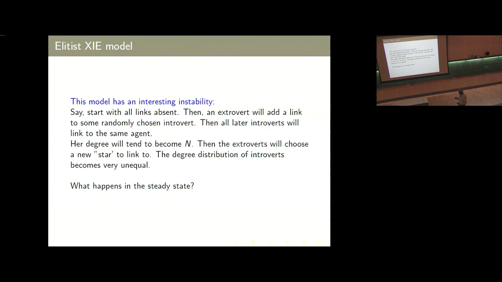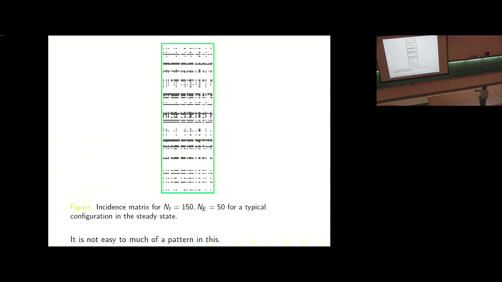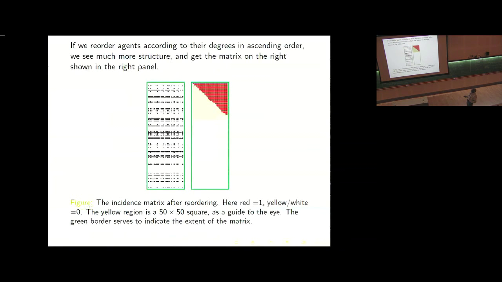And then what happens in the steady state? This we will skip just now. So you have an incidence matrix. In this case, I put ni, ne not equal. And you don't see too much structure. Now it looks complicated. But if you reorder this matrix by putting the agents in ascending order of degree, then you get a very nice picture in which all the ones are here and all the zeros are here.